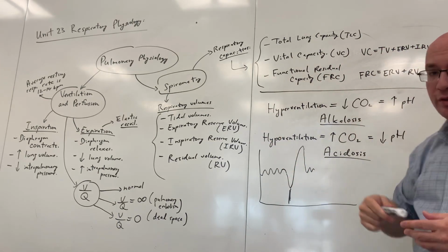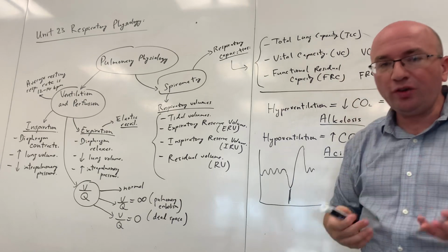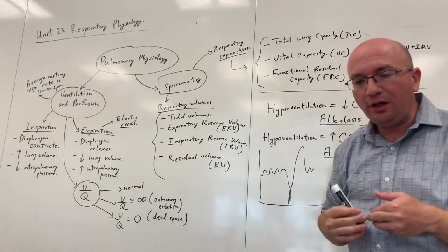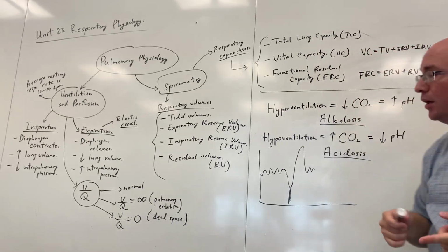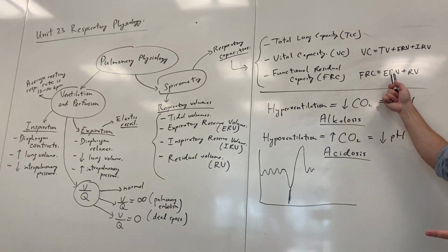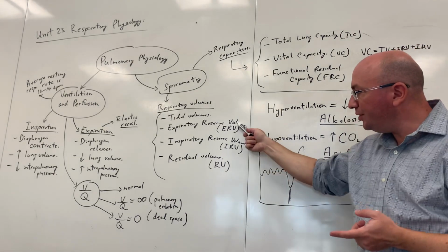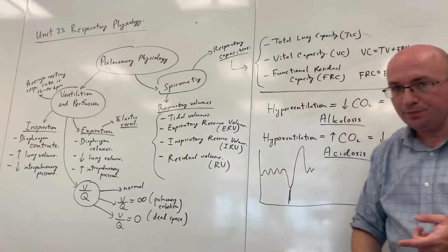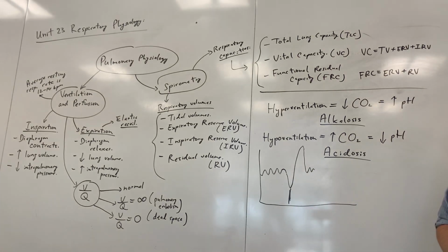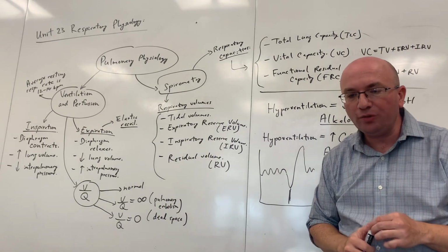And functional residual capacity is essentially the amount of air normally left in the lungs after normal exhalation. And this is referring to ERV plus RV, right? So ERV plus residual volume. Okay, so towards the bottom of the curve gives you functional residual capacity, or the amount of air normally left in the lungs after normal exhalation.